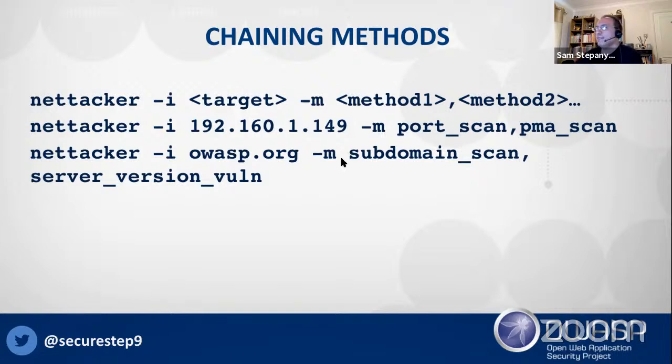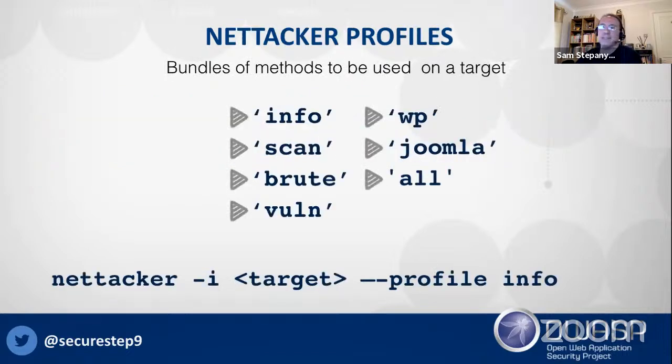But obviously, listing modules using a comma all the time can become quite tiring, right? So that's why Nettacker has profiles, and it already comes with predefined profiles. Profiles are basically just a list of modules which will be used together. There is a predefined profile called info for information gathering, so it will do things like port scanning.